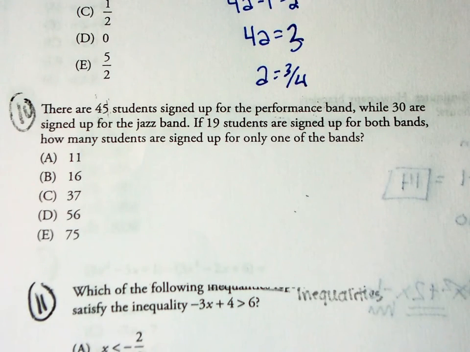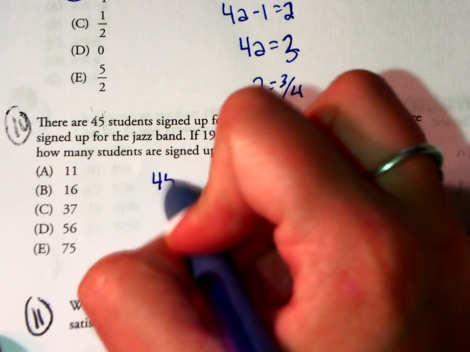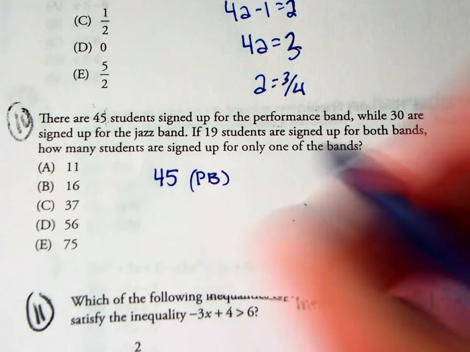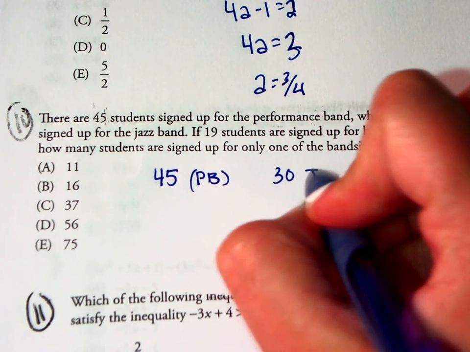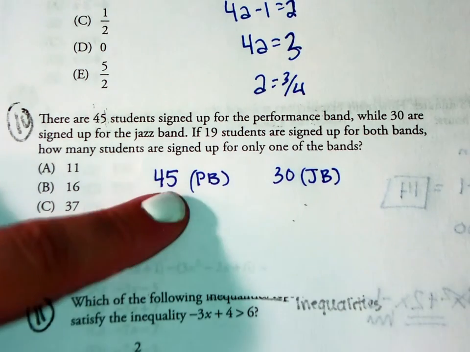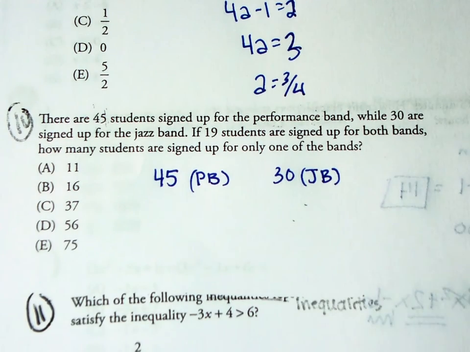All right, this problem I think is one of the hardest ones on the worksheet. It says there are 45 students that are in performance band, and there are 30 that are in jazz band. 19 students are in both bands. How many students are only signed up for one? So 45 of these kids are in performance band. Okay, let's say that's first period. Second period, we've got 30 total kids in jazz band. We want to know how many kids are only in performance band or only in jazz band.